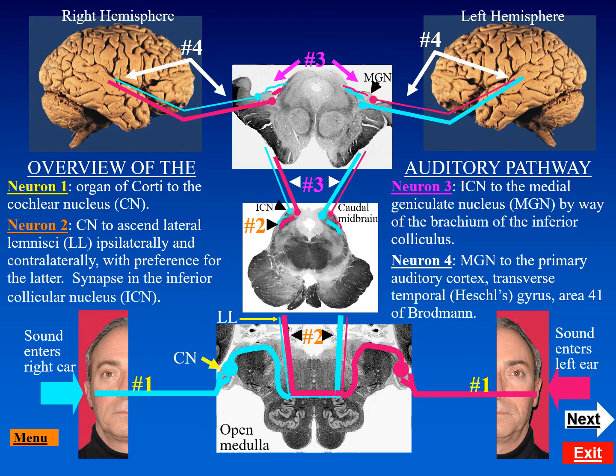In this overview of the auditory pathway, starting with the organ of Corti in the inner ear, sound is transmitted along the vestibulocochlear nerve and enters the pontomedullary junction, ultimately projecting bilaterally with preferential termination in the contralateral cerebral cortex. Four neurons are represented in this pathway, with a synapse in the cochlear nuclei, inferior colliculus nucleus, medial geniculate nucleus of the thalamus, and finally termination in the primary auditory cortex, area 41 of Brodmann.